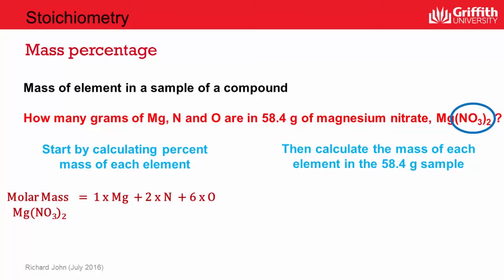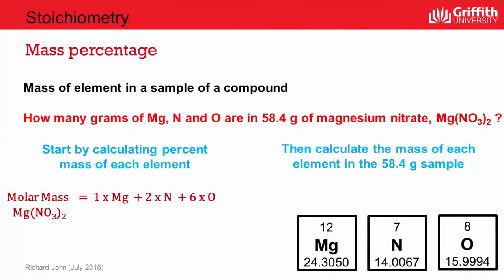And then we're going to add 6 times the molar mass of oxygen. The subscript for oxygen is 3, but again it's inside the brackets, and the 2 subscript is outside the brackets. 2 times the 3 is a total of 6 oxygen atoms in this formula unit.